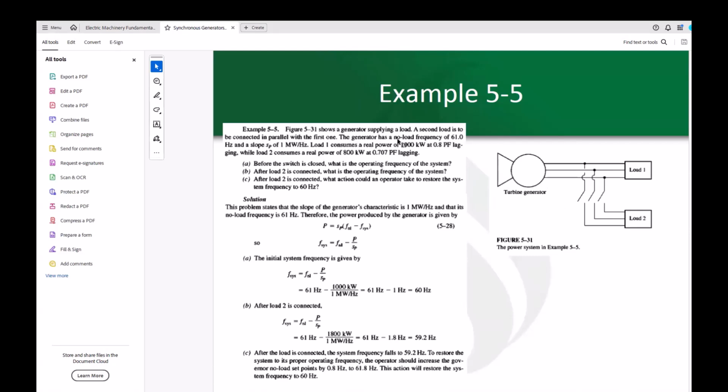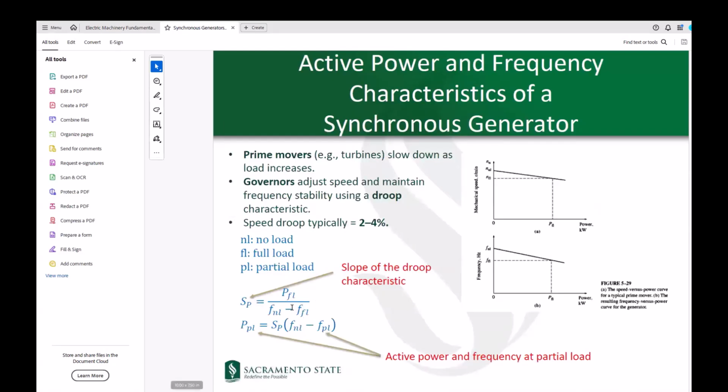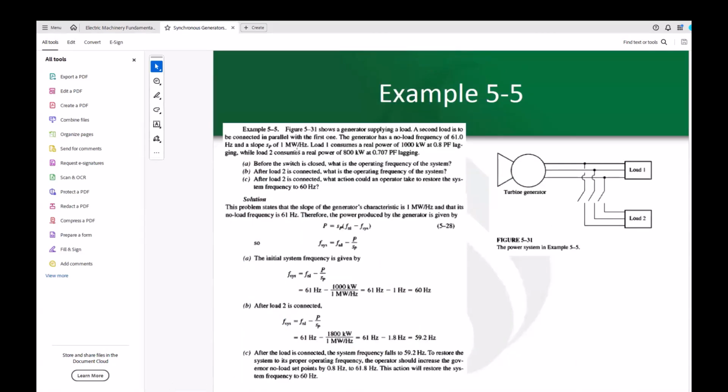The generator has a no load frequency of 61 Hertz and a slope of SP, which we defined here, 1 megawatt per Hertz. Load 1 is consuming a real power of 1,000 kilowatt at 0.8 lagging power factor, while load 2 is consuming a real power of 800 kilowatt at 0.707 power factor lag. Now, before the switch is closed, what is the operating frequency of the system?